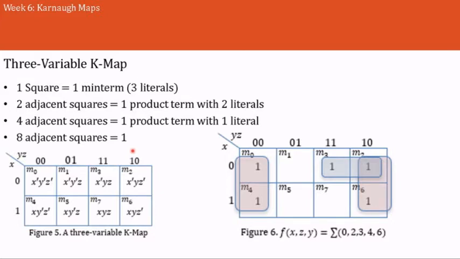And take note of how our variables are arranged on our table of squares. So x, or the first variable, is placed below, and y, z is placed above. And our x will have two values. We have 0 and 1.